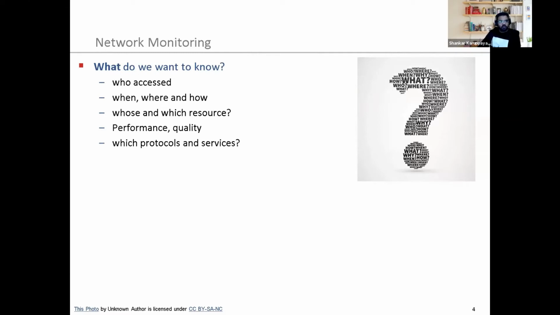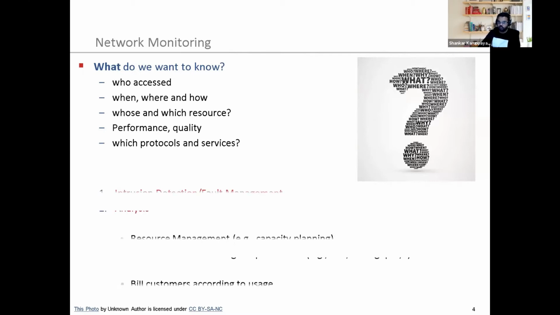Okay, so when we are doing network monitoring, what do we want to know? We want to know who accessed what, when, and where, including how. So basically, if someone accessed our web server, we want to know who accessed it, when he accessed it, and how. How here would be in the form of which browser did he use, which IP did he contact this web server from, and so on. Additionally, we want to know whose and which resource was accessed or used, including performance, quality, and other questions. So these are the reasons why we want to do network monitoring.